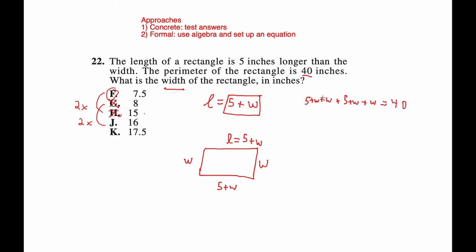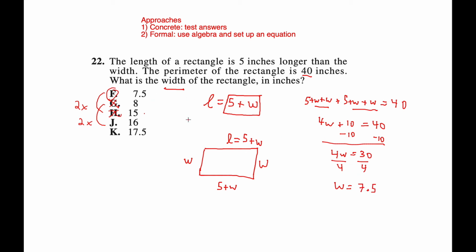And so when we simplify this, we can combine like terms. We have 4 w's that we're adding together, so we can write 4w. We have these 2 5's that we're adding, so it'll be 10 is equal to 40. And then subtracting 10 from both sides, we get that 4w is equal to 30. And then dividing by 4 on both sides to get w by itself, we get that w is equal to 7.5. And so that confirms the answer that we got earlier.